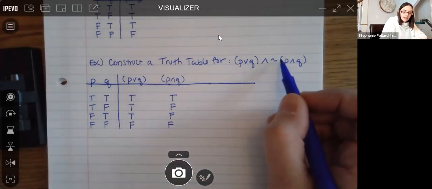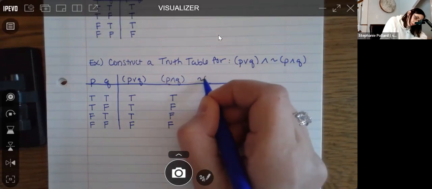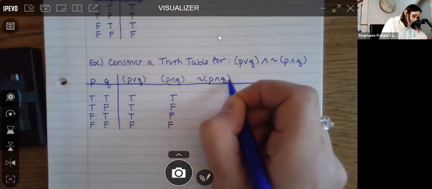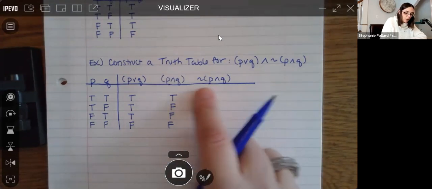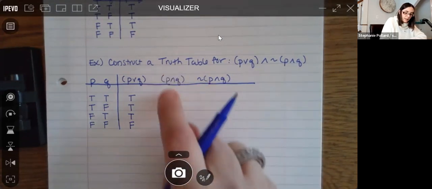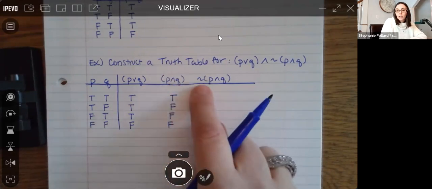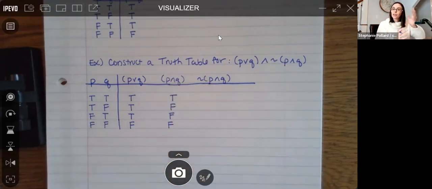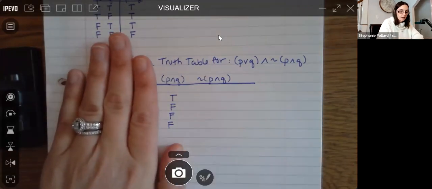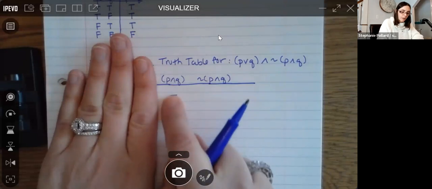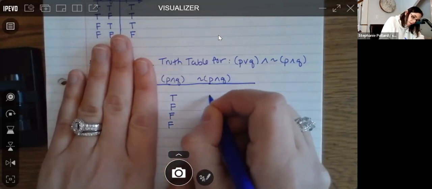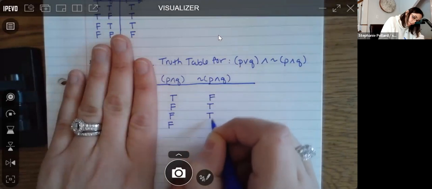Now I'm going to bring in the not. And the not is going to switch over all the signs in this group, right? So when we have a negation here, everything is going to flip. So if it was true, it becomes false. If it's false, it becomes true. And I don't need to look at everything at once. That negation is only on this part. So I'm going to negate just that column. So true becomes false, false becomes true.